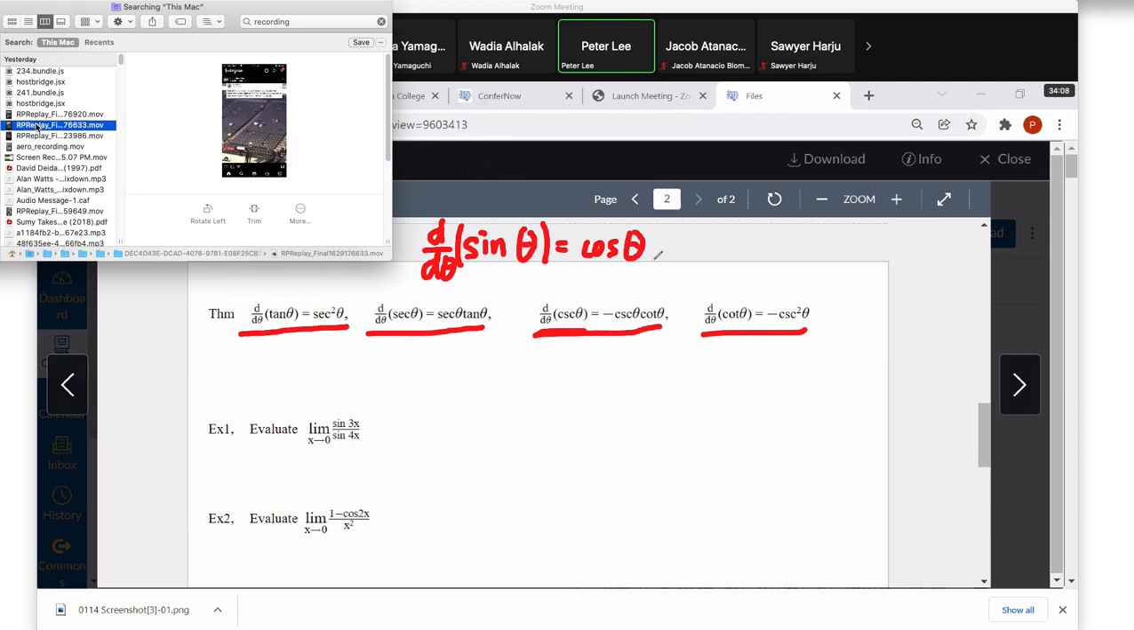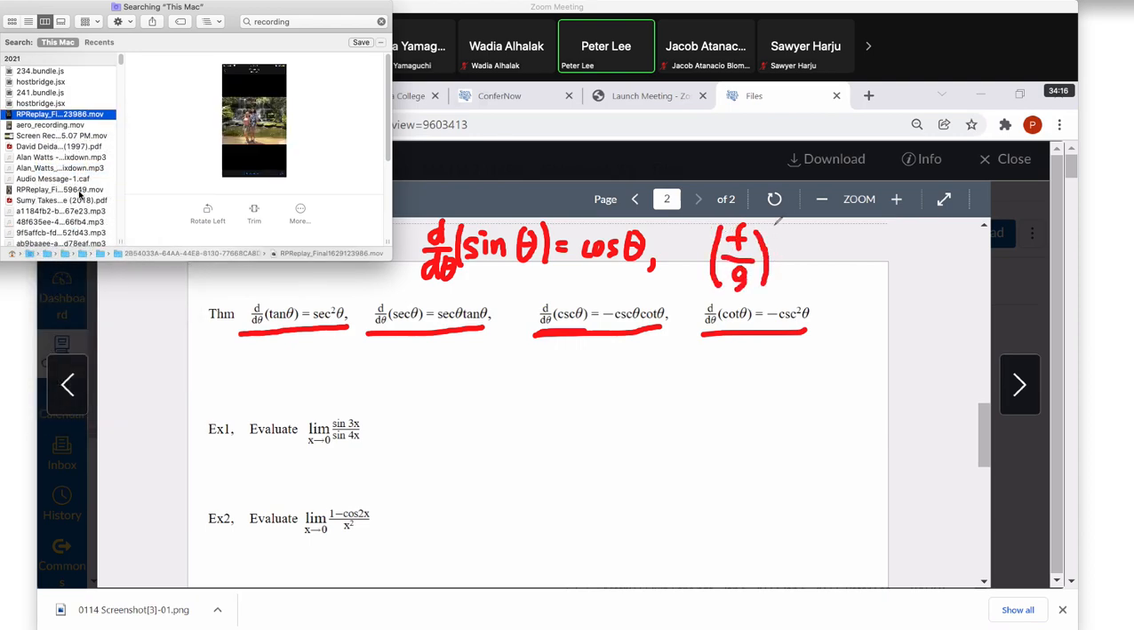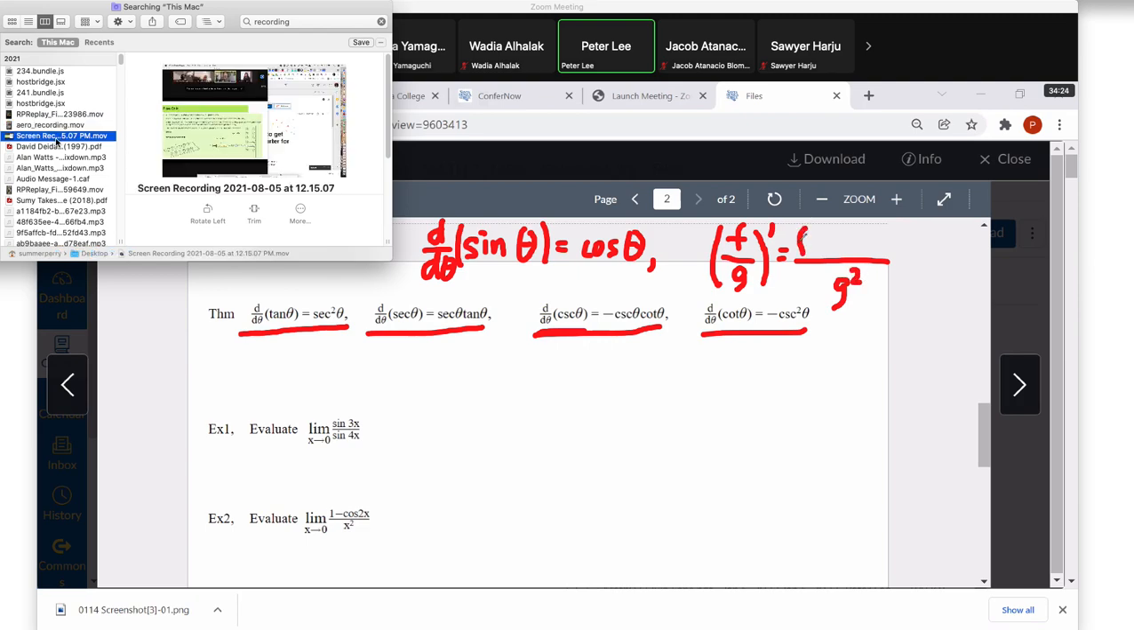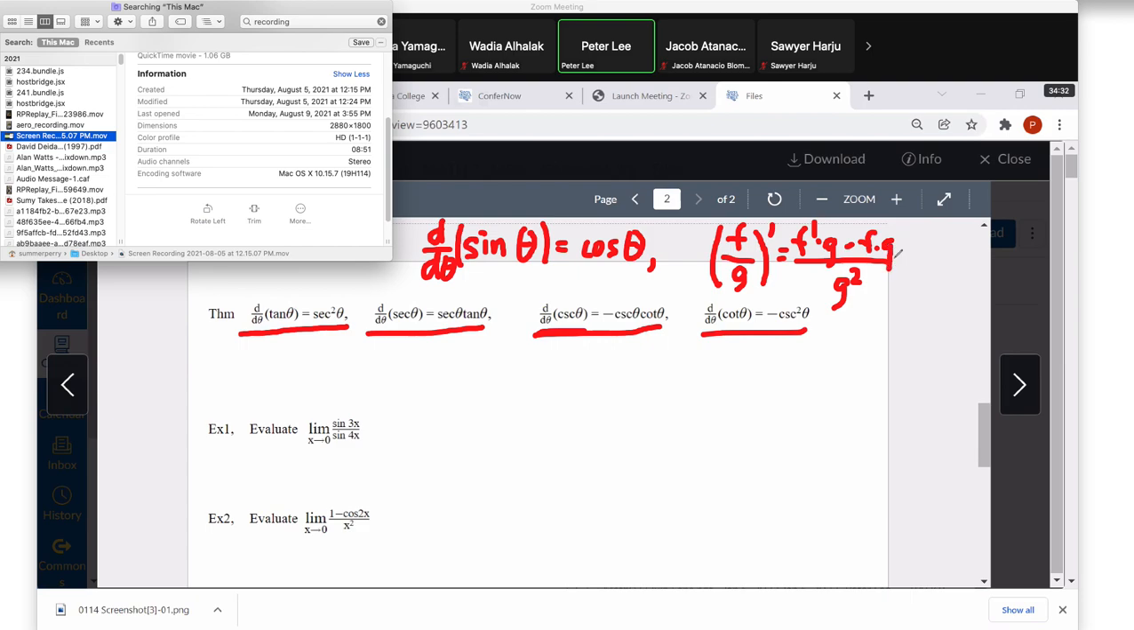And then in this case, you have to know the quotient rule. So what is (f over g) prime? Every one of you, do you remember this guy? The quotient is this: g squared in the denominator, and in the numerator f prime g minus f g prime. That's the quotient rule. That's the only thing you need.